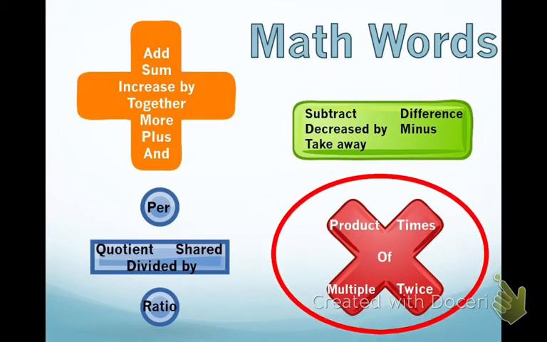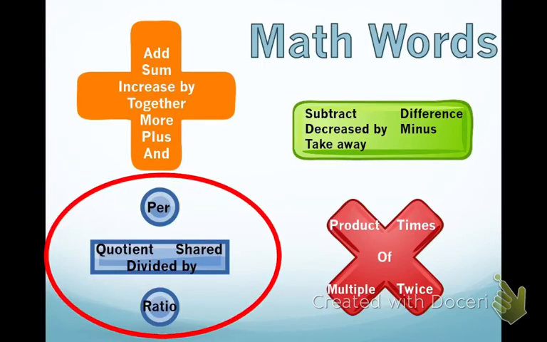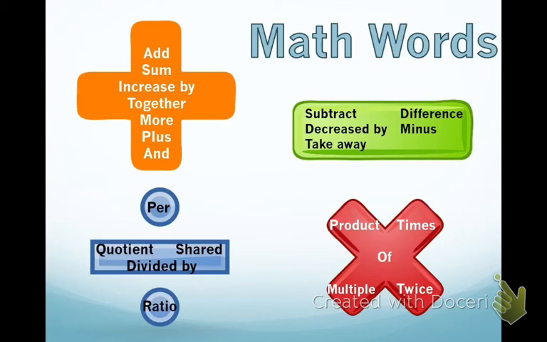Next up, let's look at this. Product, times, of, multiple, and twice. Those are all words that you may see in a story problem that mean to multiply. Finally, let's look at these ones. What are those ones saying? Per, quotient, shared, divided by, and ratio. Okay, all of those are going to be division type words.